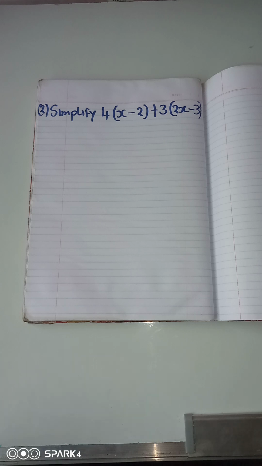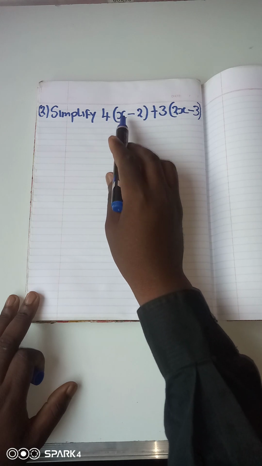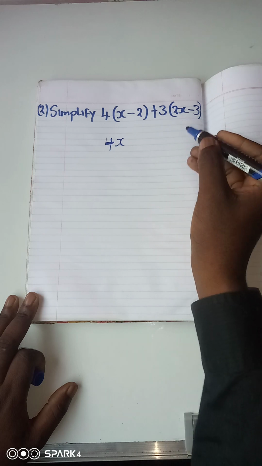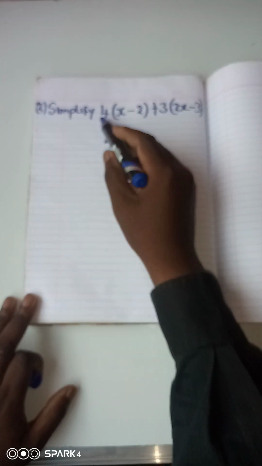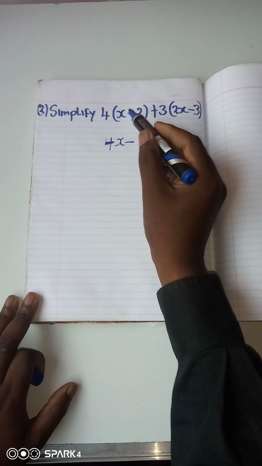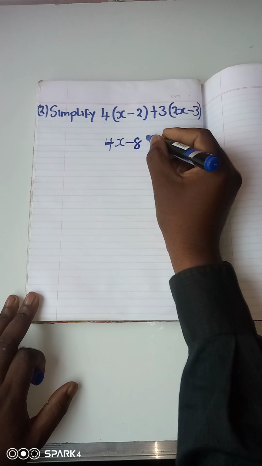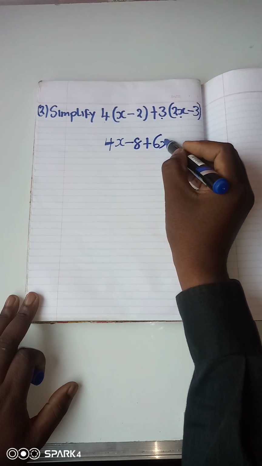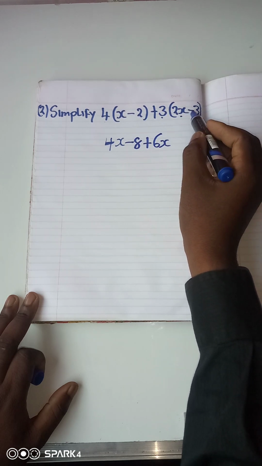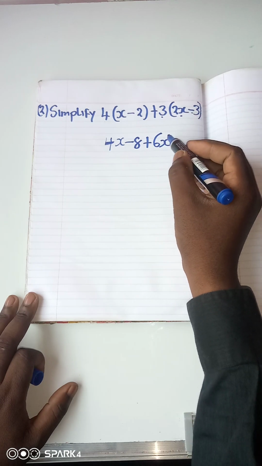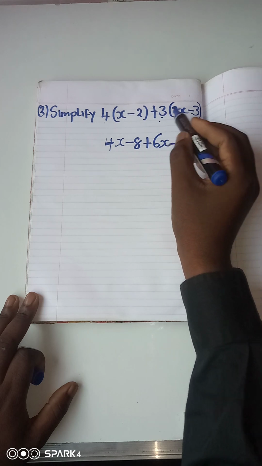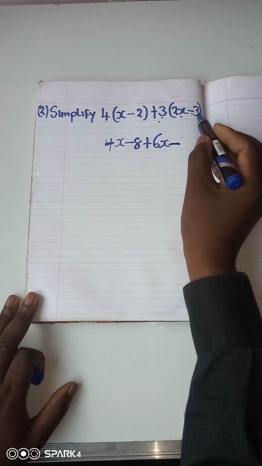So let's start. So 4 times x, it's what? It's 4x, like this. Minus 4 times 2, what do you get? You get 8. Plus 3 times 2x, what do you get? You get 6x. Positive times negative, what do you get? You get negative. 3 times 3, what do you get?